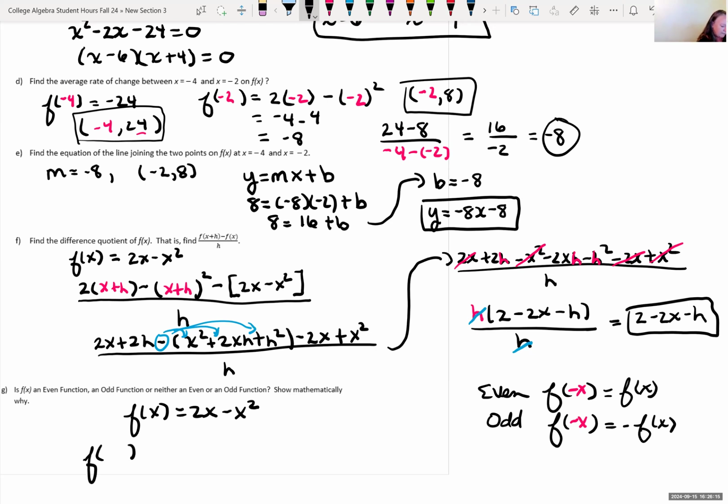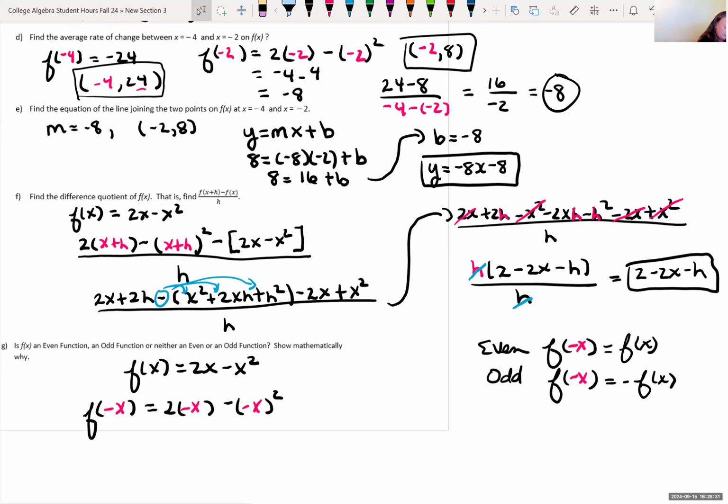Let's evaluate f of negative x, plugging in, again, negative x wherever I see an x. I would have 2 times negative x minus, parentheses, negative x quantity squared. So this would give me back negative 2x minus x quantity squared. Negative x quantity squared is x squared. I notice f of negative x does not equal my original. So it's not even.